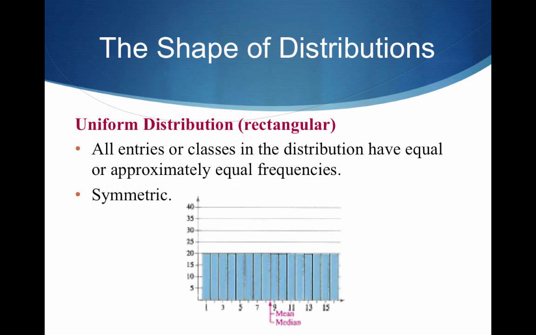We can have a uniform distribution. Sometimes you'll hear this called rectangular, but you will always hear me refer to it as uniform. All right, this means all entries or classes in the distribution have equal or approximately equal frequencies. Okay, yes, it is symmetric. Okay, the mean and the median are equal, but there is no mode.